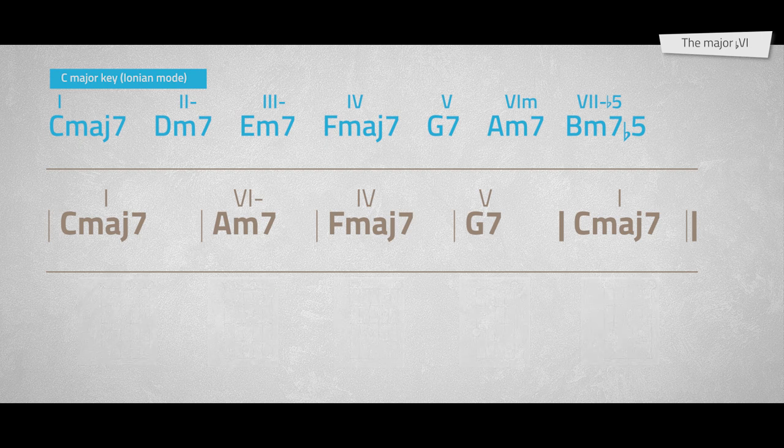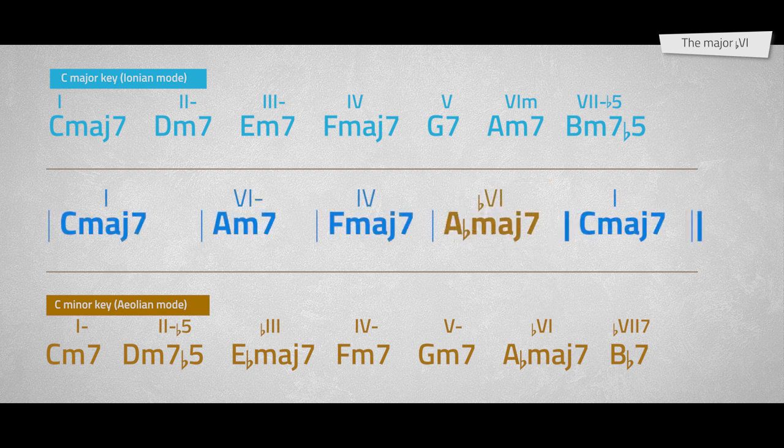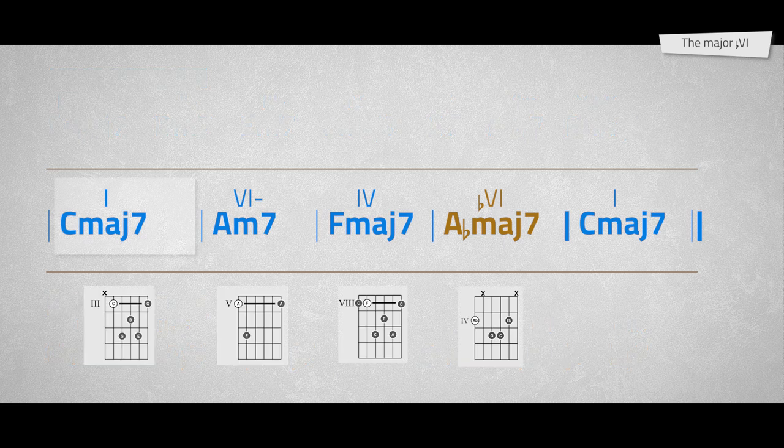The C minor key contains these chords: C minor 7, D minor 7 flat 5, E flat major 7, F minor 7, G minor 7, A flat major 7, and B flat 7. Now here's our magic trick kicking in. Let's replace the last chord, the G7 chord, by a chord from the minor key. For instance, the 6th degree, the A flat major 7 chord, like this.